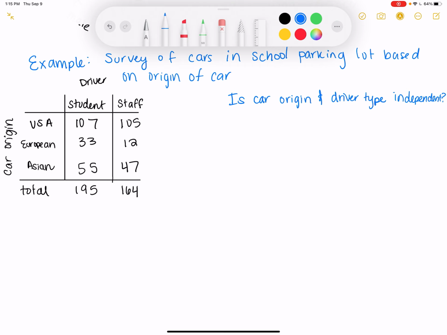So we're going to start with American cars. And we're going to start with students. So for students, there's 107 American cars out of the total 195. And normally when we're doing examples, I'll have y'all get your calculator out and type in and tell me what those decimals come out to be. But since this is in the notes, I've already got them worked out. So it's going to give you the decimal of 0.549, or 54.9%.